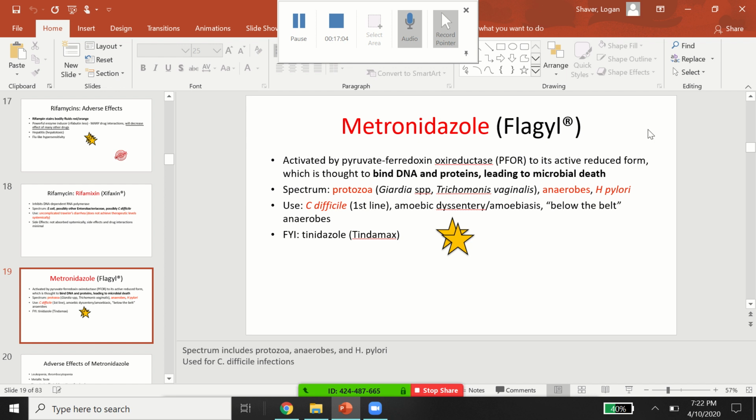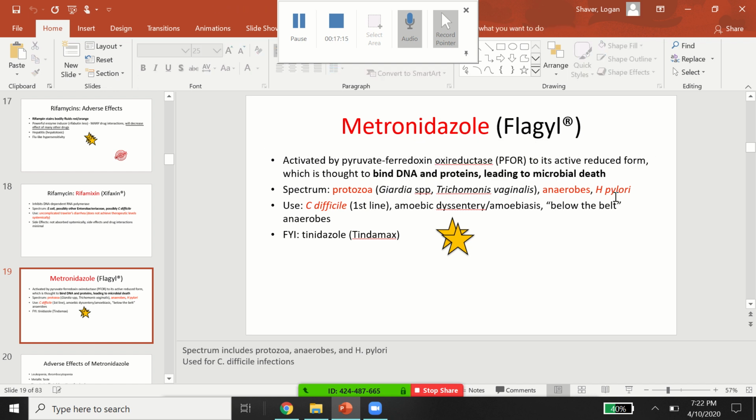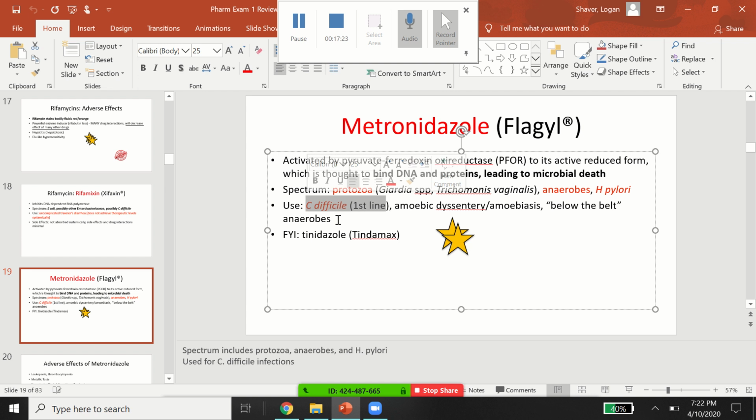Then you have metro, or metronidazole. The spectrum they give for this is protozoa, which of course includes Giardia and Trich, and along with that, anaerobes and H. pylori. Usually you hear a lot about it, at least in practice questions, and of course with GI, about it being used as first line with C. diff. She may bring that back up, giving an example of someone with C. diff, and you have to know that you give Metro for that.